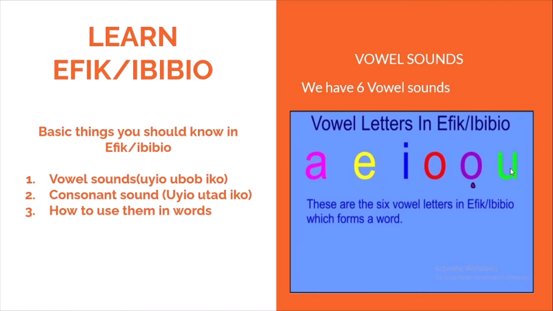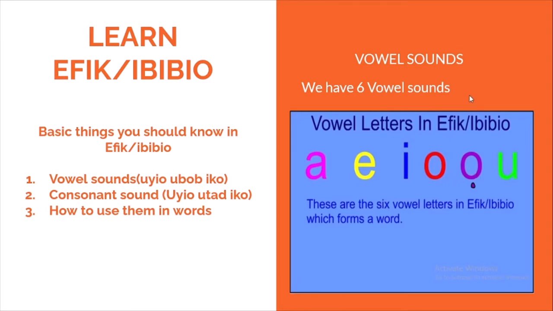The A sound is represented by letter A. The A sound is represented by letter E. The E sound is represented by letter I. The O sound is represented by letter O. The O sound is represented by letter O with a dot under it. And we have U, which is represented by letter U. So these are the six vowel letters in Efik and Ibibio, which are used for pronunciation and writing words.